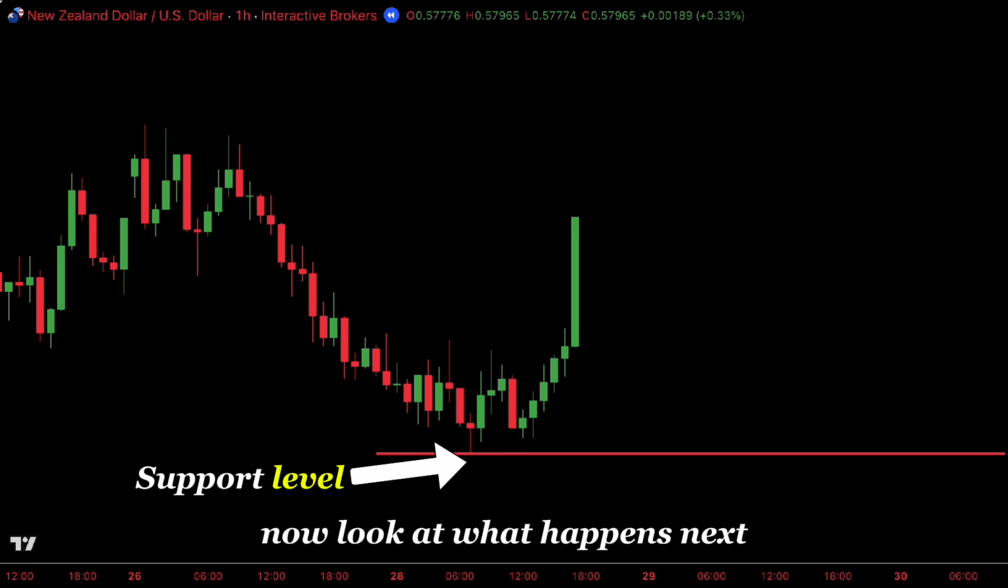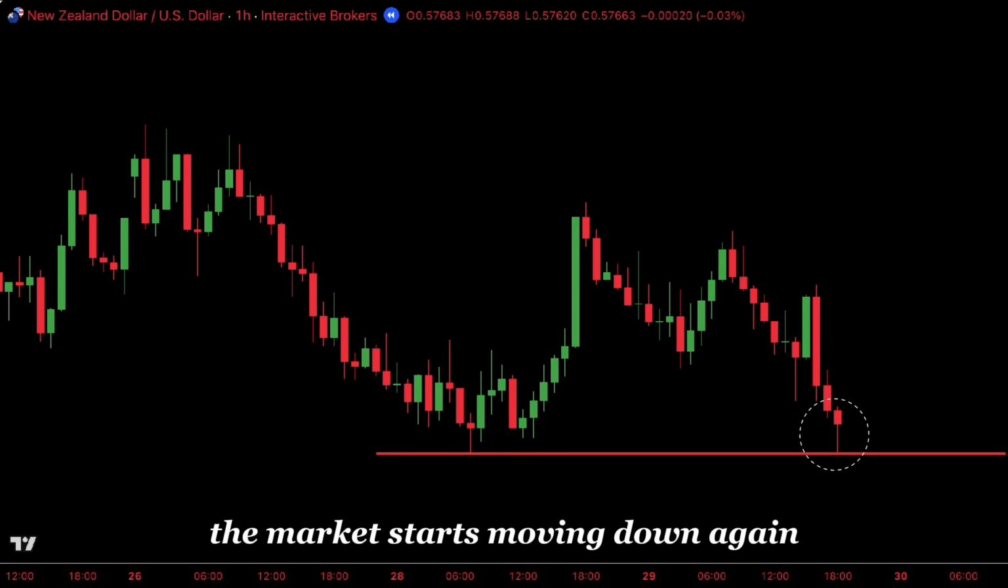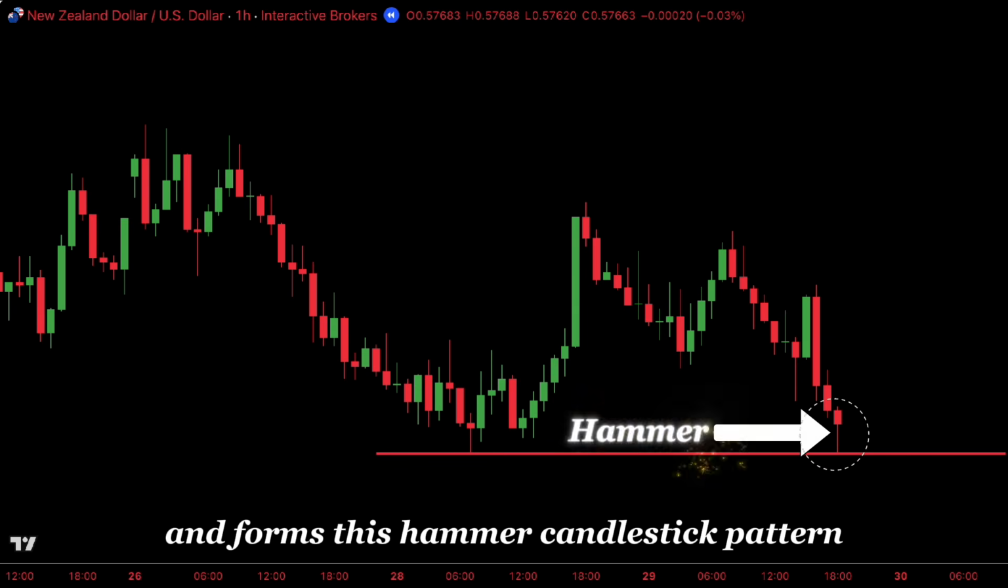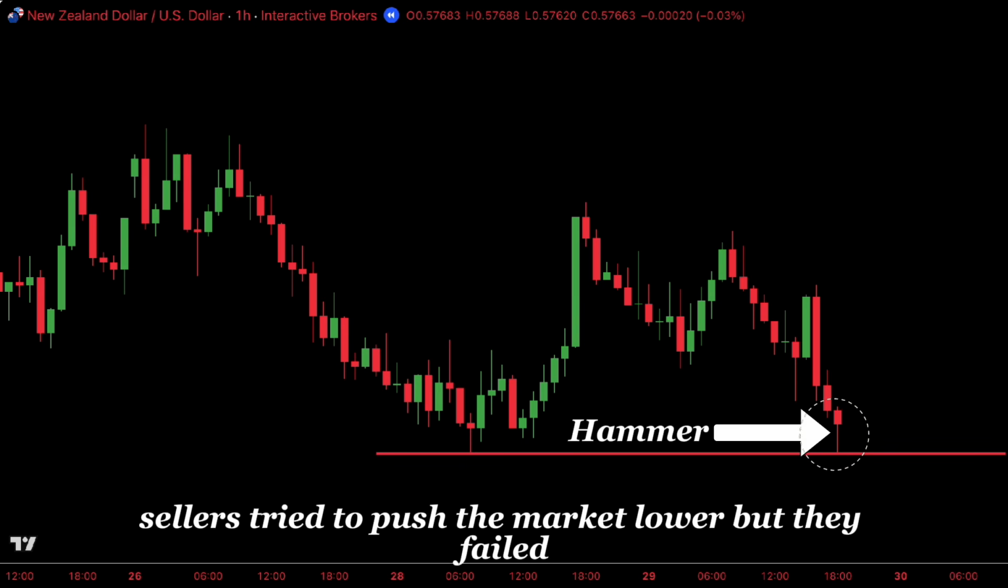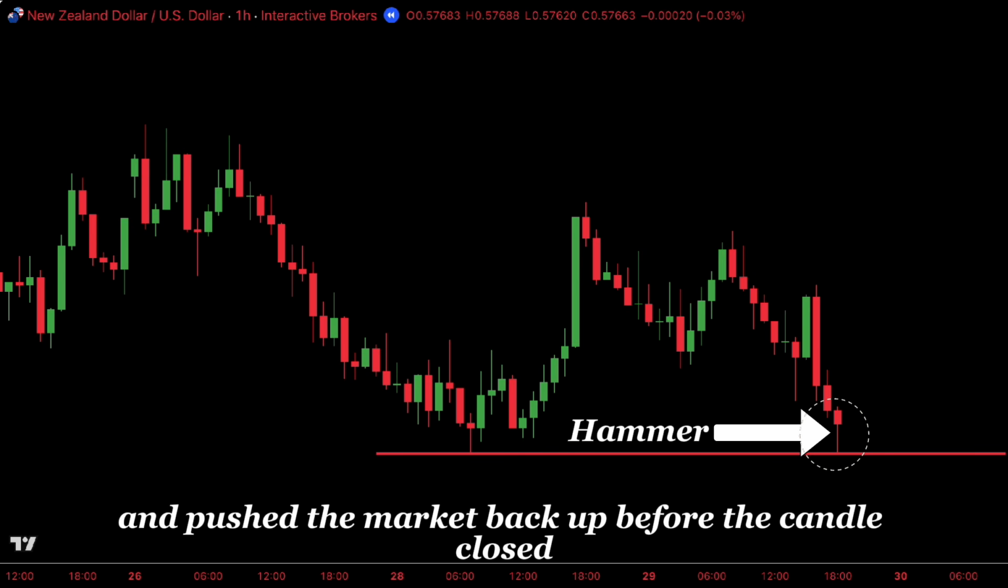So we draw our support level here and wait to see what happens when price comes back to this area. Now look at what happens next. The market starts moving down again and reaches our support level. But instead of continuing lower, price gets rejected and forms this hammer candlestick pattern. Now remember what the hammer tells us. Sellers tried to push the market lower, but they failed. Buyers stepped in, rejected the lower prices, and pushed the market back up before the candle closed.